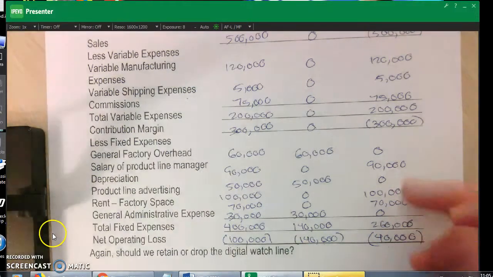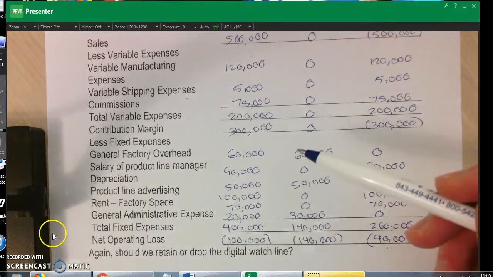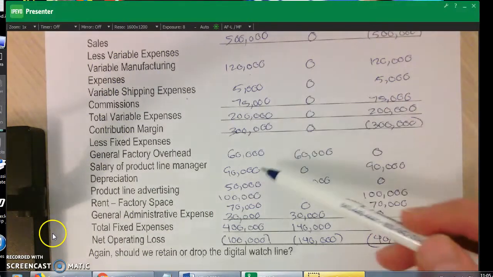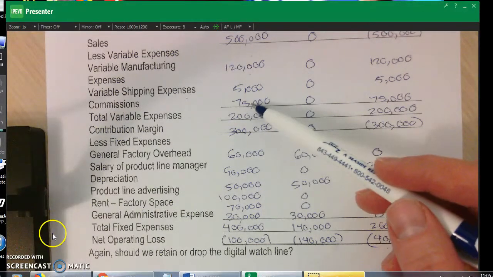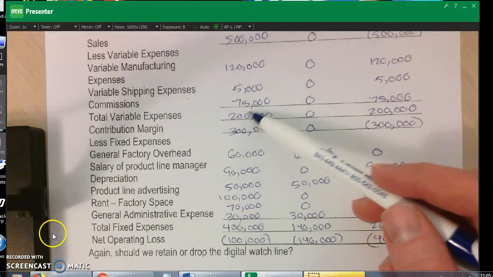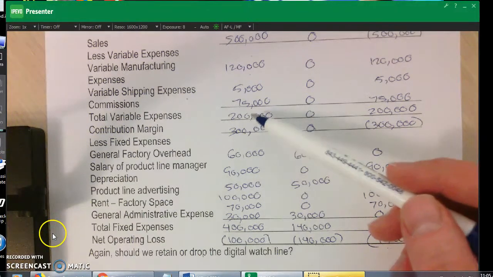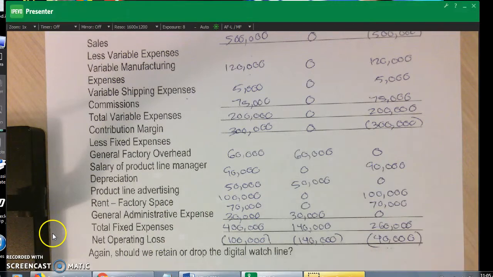Okay? But those are some options that I would think of if I were the manager of this watch line. Some of the first things I would want to do would be looking at decreasing this, looking at increasing advertising, and maybe even focusing on shipping expenses. I'd hate to decrease commissions because that just incentivizes salespeople to sell more. But maybe I could negotiate a better lease here to decrease the $70,000.